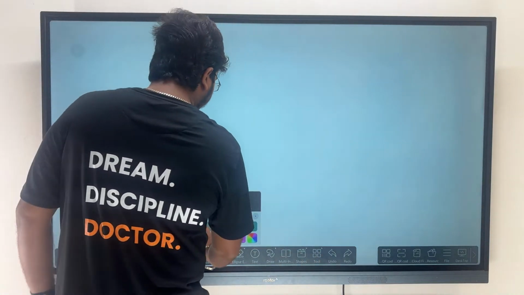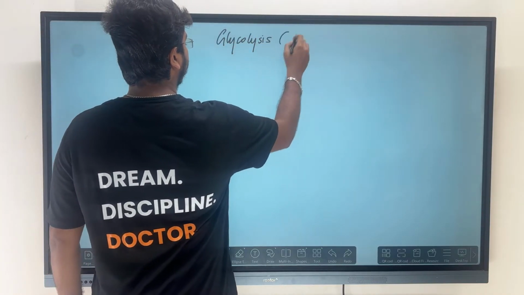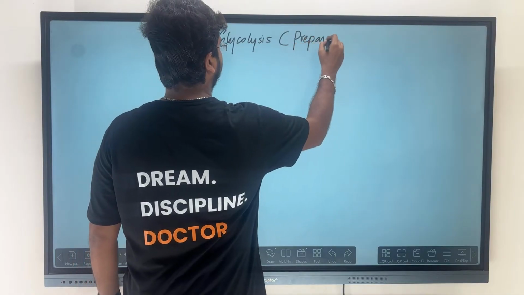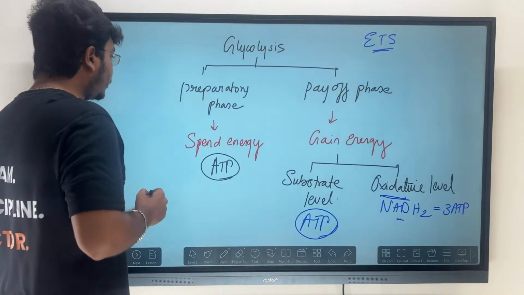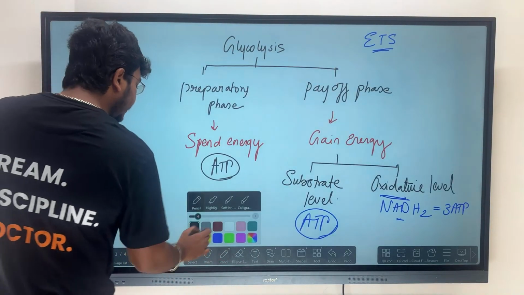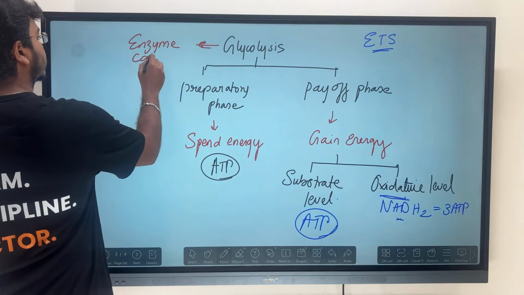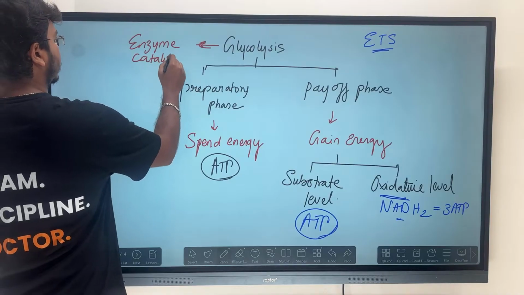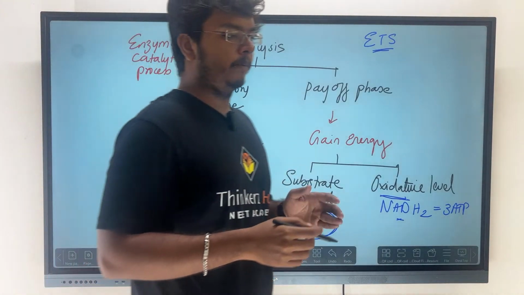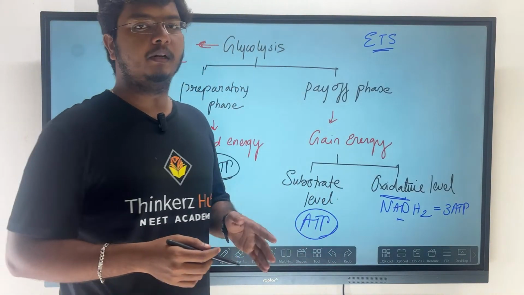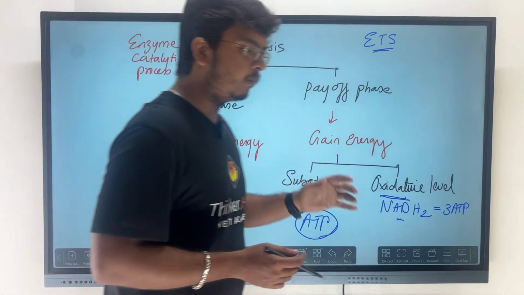Getting into the core topic, glycolysis. Here first I'm going to start talking about the preparatory phase. And one more thing I wanted to add here: glycolysis is an enzyme catalyzed process. What does this mean? Every single step, when a glucose is getting broken down, one enzyme will be involved during this process.